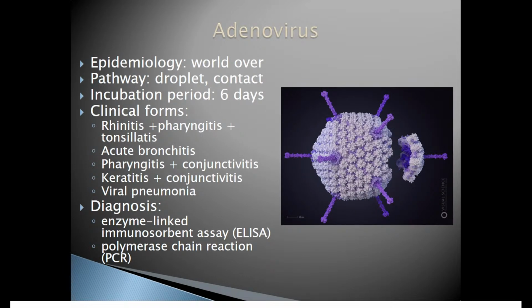Adenovirus is also widespread. Droplet and contact is the pathway. The incubation period is somewhat longer, on average 6 days. There may be a few clinical forms. Adenovirus spreads more in our organism compared with rhinovirus. Rhinovirus mostly causes rhinitis; adenovirus, except rhinitis, may lead to pharyngitis, tonsillitis, acute bronchitis, conjunctivitis, keratitis, and even pneumonia. But in this case, it is not URI, it is lower respiratory tract infection. And also polymerase chain reaction is the best way for diagnosis. But there is no need in our outpatient department; we don't use PCR for diagnosis of adenovirus or rhinovirus.